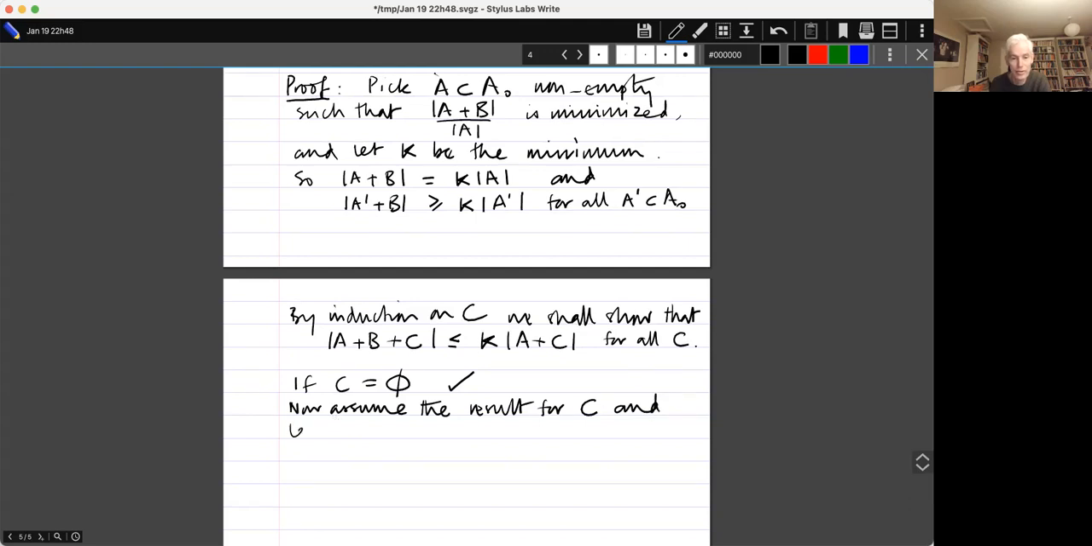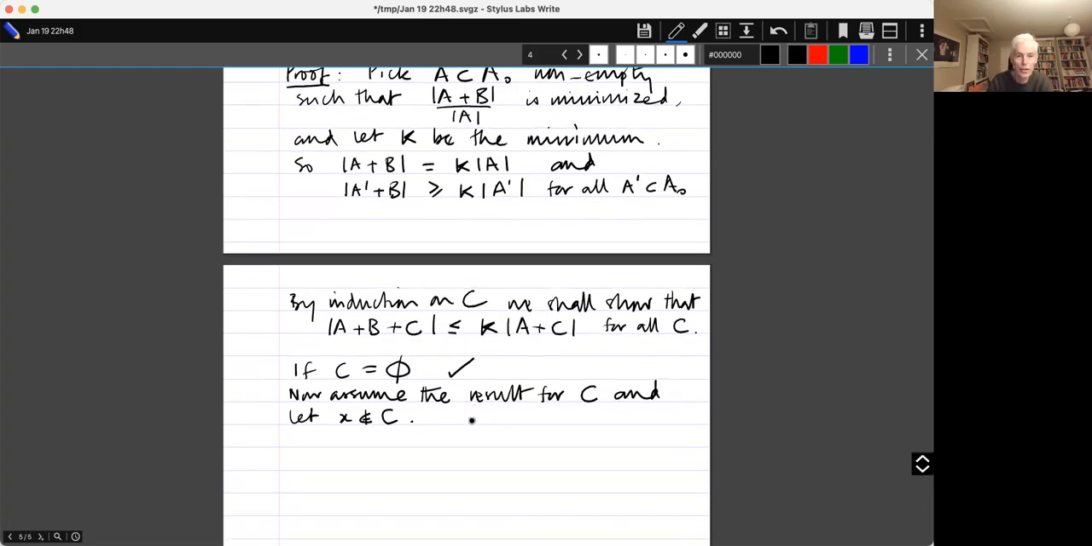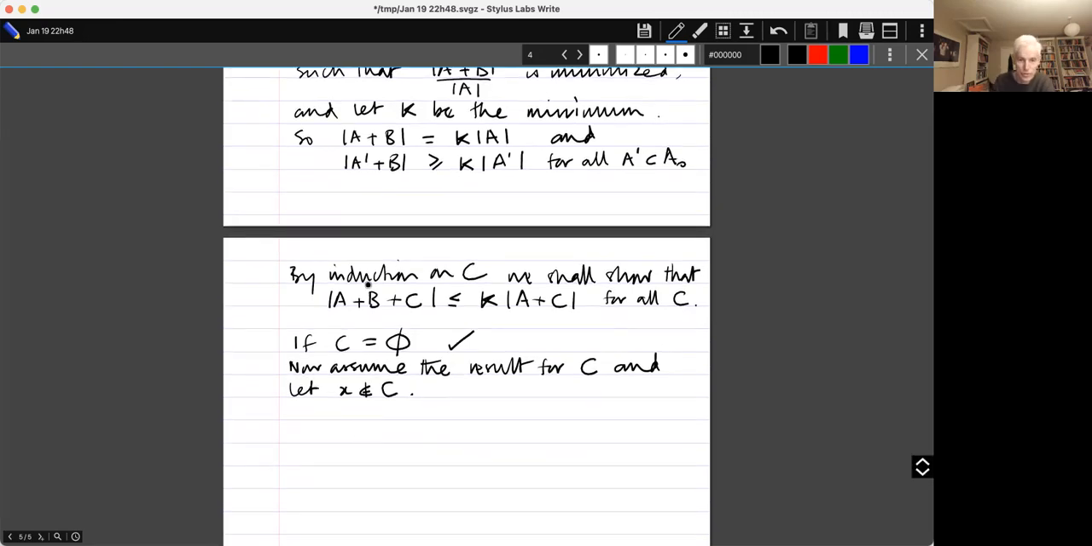And let x not be in C. So x is some element of the group that does not belong to C. So what we'd like to show is that the size of A plus B plus C union x is less than or equal to K times the size of A plus C union x. I won't write that down, but that's just the target. We want to prove this same inequality here when we replace C by the set C union the singleton x. What I'm going to do is just look at each side in turn and see what we can say about it, and then we will deduce that we have this inequality.